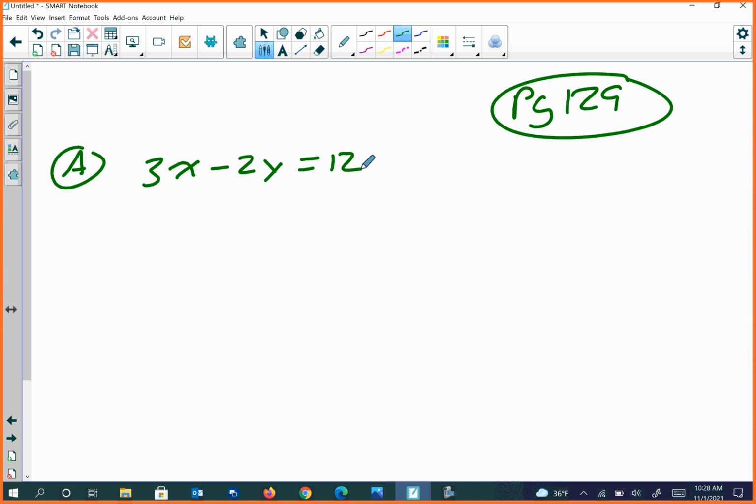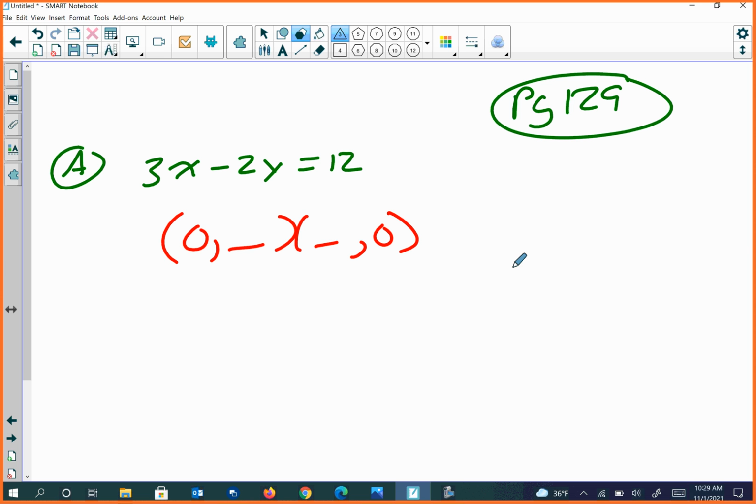What do you think? Yeah, it satisfies question 1. So I'm going to go 0, comma, blank, blank, comma, 0. So this is our cover method.